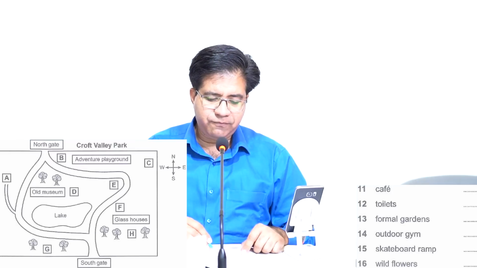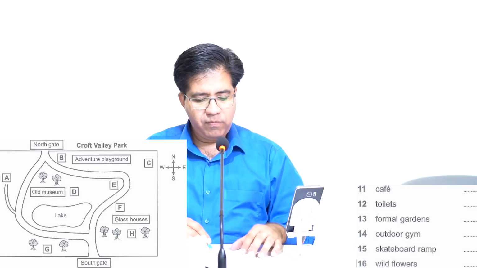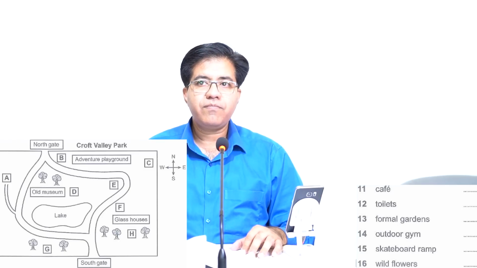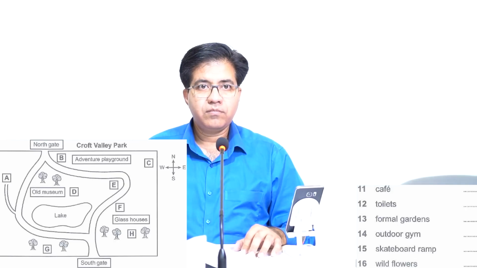Question number 13, formal gardens. Now let's see where these formal gardens are. The formal gardens have been replanted and should be at their best in a month or two. They used to be behind the old museum, but we've now used the space near the south gate, between the park boundary and the path that goes past the lake towards the old museum.